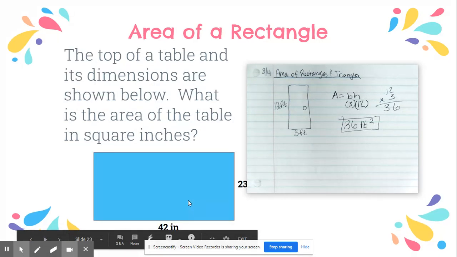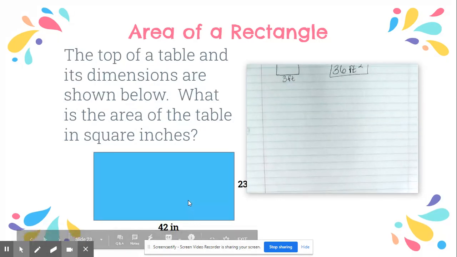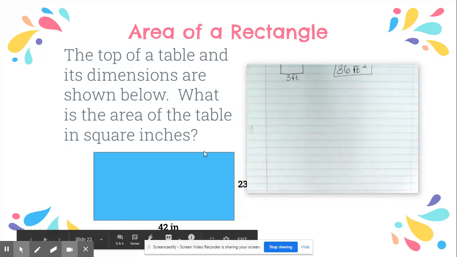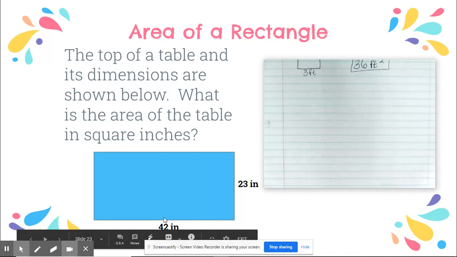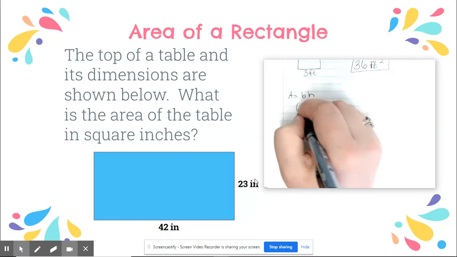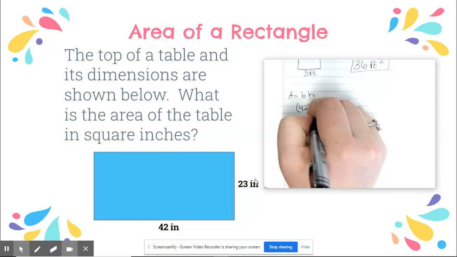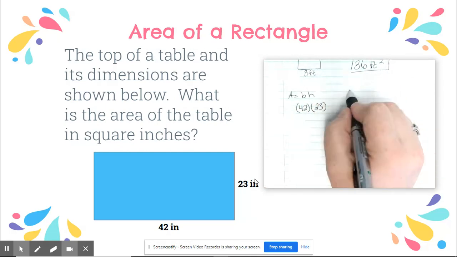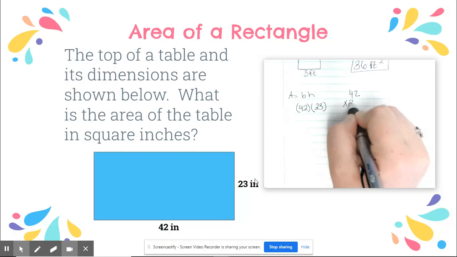So let's go on. The top of the table and its dimensions are shown below. So this is the top of the table. What is the area of the table in square inches? So let's look at this. It says 42 inches, 23 inches. So I know area equals base times height. So my base is the bottom, 42, and the height is how tall it is, the side, 23. So all I need to do is multiply 42 times 23.